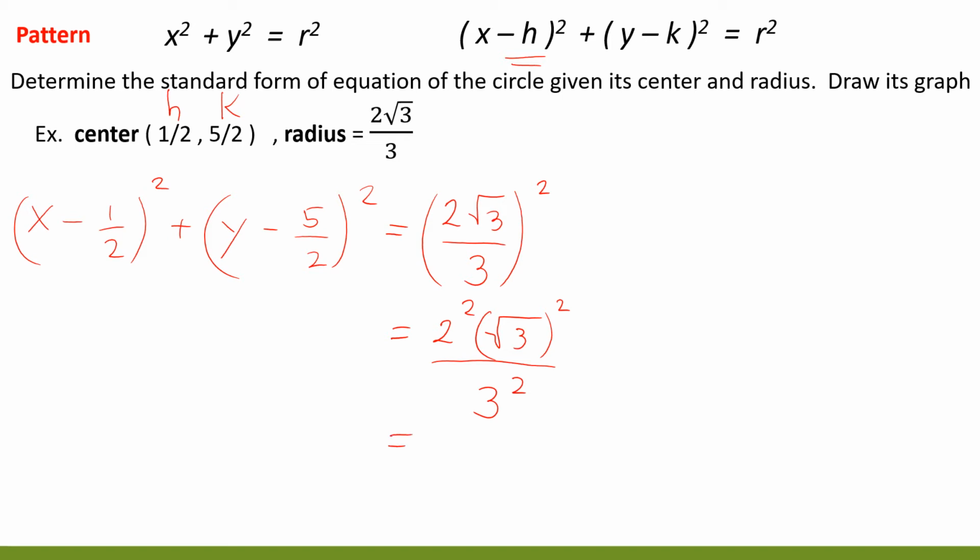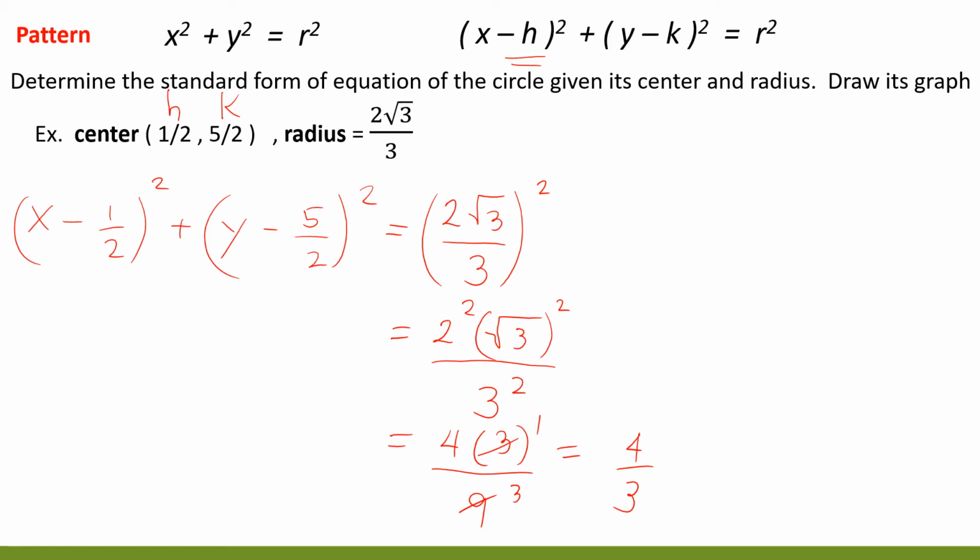In short, 2 squared is 4, while square root of 3 squared is 3. And then 3 squared is 9. So it happens that you can cancel 3 and 9 here by 3. So this will become what? 4 over 3. Why? 3 divided by 3 is 1 and 9 divided by 3 is 3. That's why 4 times 1 is 4 over 3.